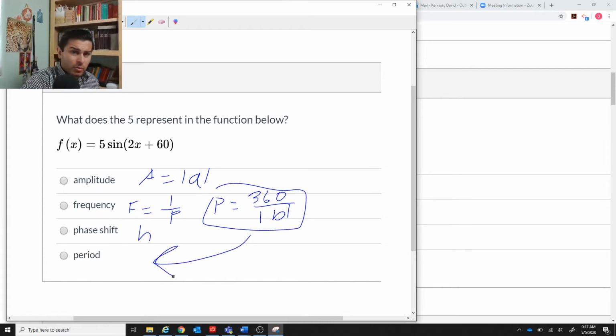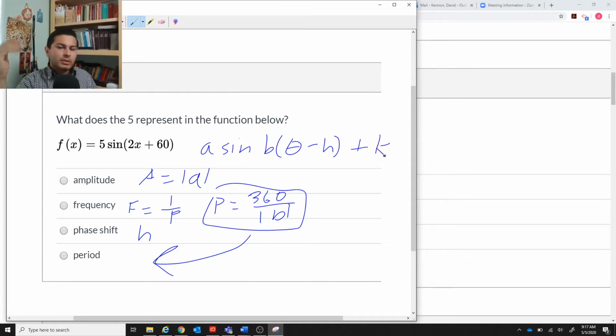And all of these come from our general form of these trig functions, which in sine's case is A sine of B theta minus H plus K. So as we can see, the A here represents the amplitude, so that would be our answer.